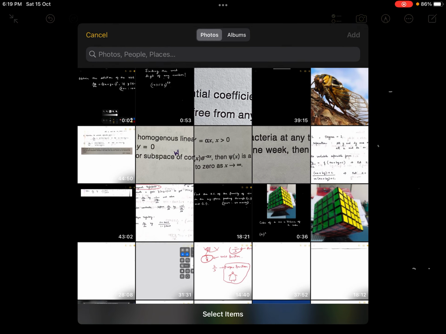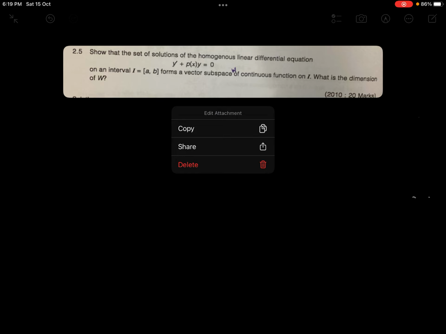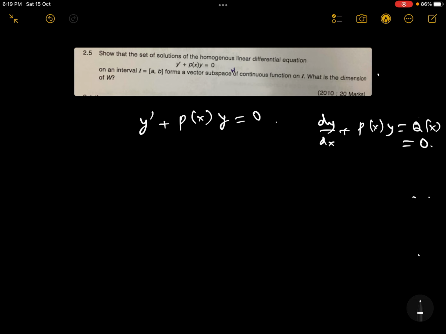Okay, now another one. This question is a little bit incomplete, so I added here W. Okay, let's go ahead. Our given equation is y prime plus p(x) y equal to 0. This is also of the form dy by dx plus p(x) y equal to q(x), where q(x) is equal to 0. This is a homogeneous equation.